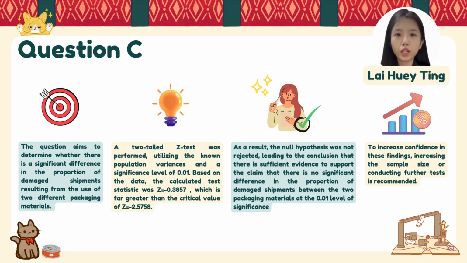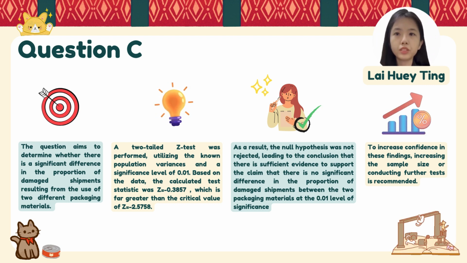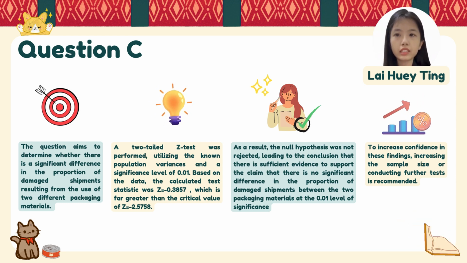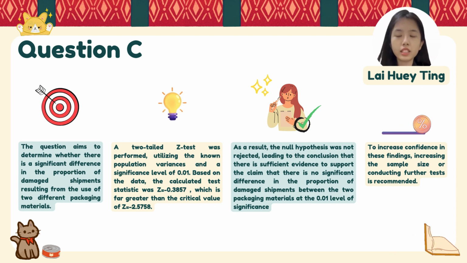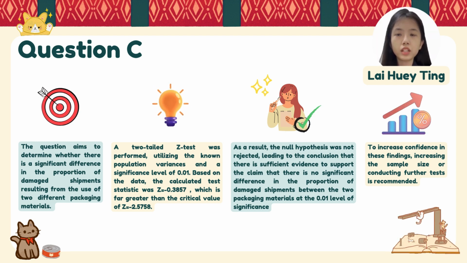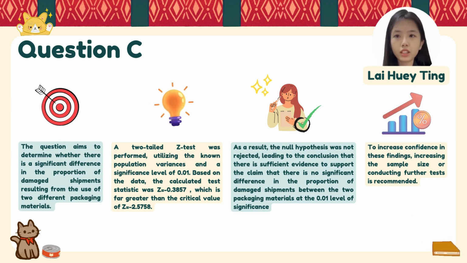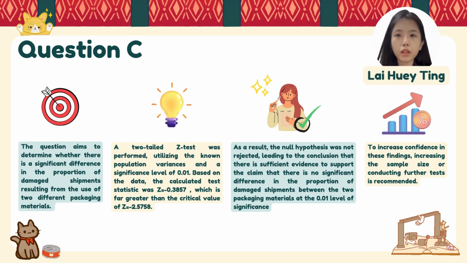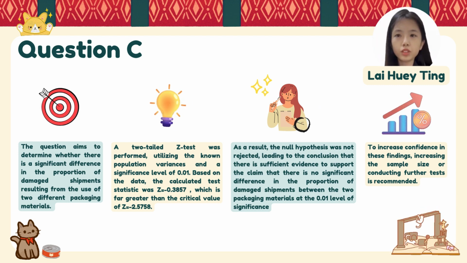For question C, the objective is to determine whether there is a significant difference in the proportion of damaged shipments resulting from the use of two different packaging materials. A two-tailed test was conducted at a significance level of 0.01 as both sample sizes are less than 30 and the population variances for both materials are known. Based on the data, the calculated test statistic was Z is equal to minus 0.3857, which is much greater than the critical value of Z, which is minus 2.5758. As a result, the null hypothesis was not rejected.